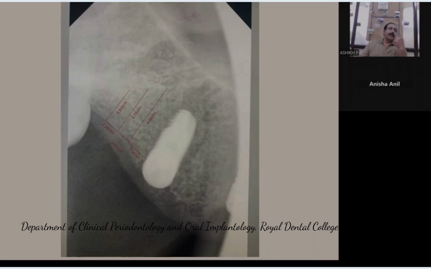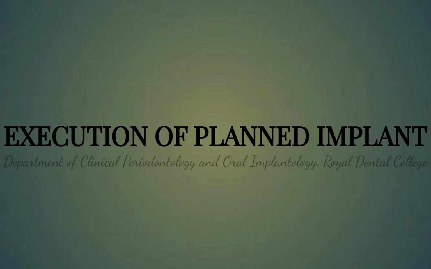It's not that with every drill you need to cross the sinus floor and then do the osteotomy preparation. You break it finally. It's easier. You understood? Okay.